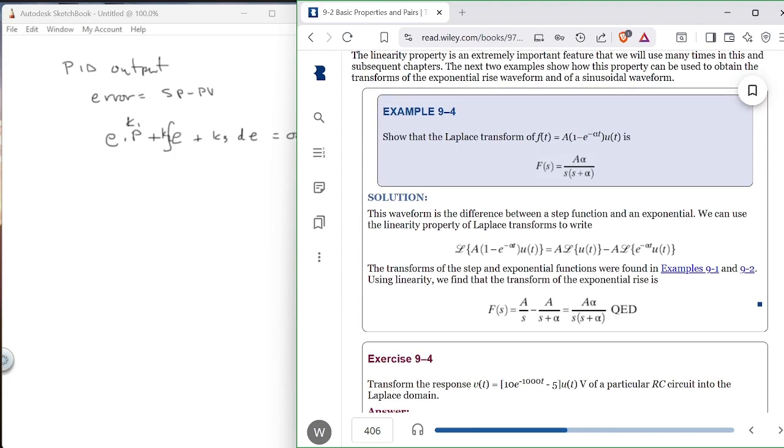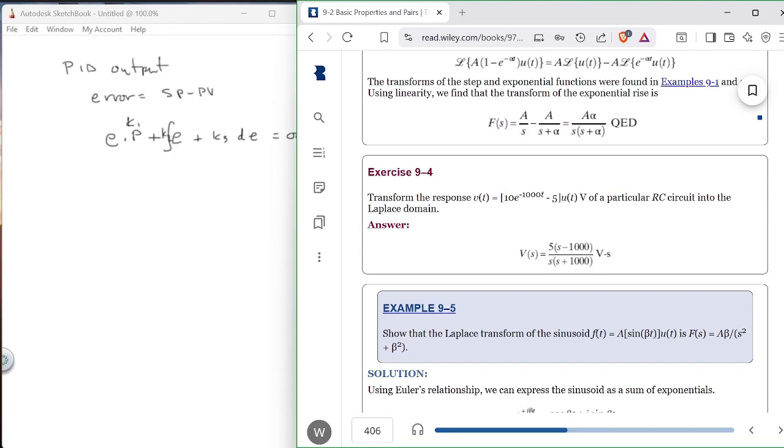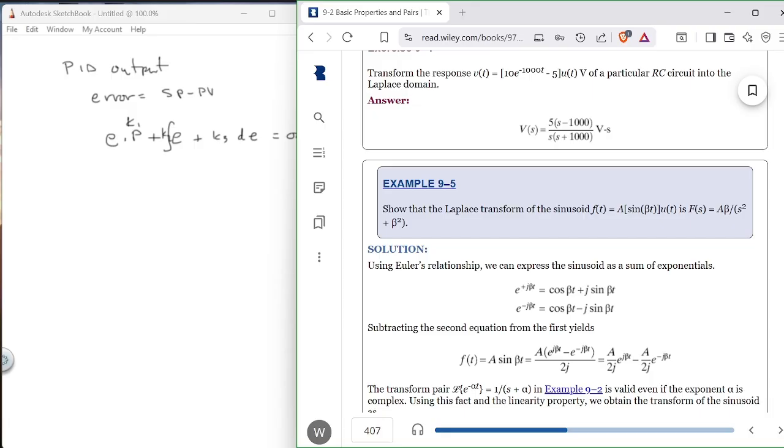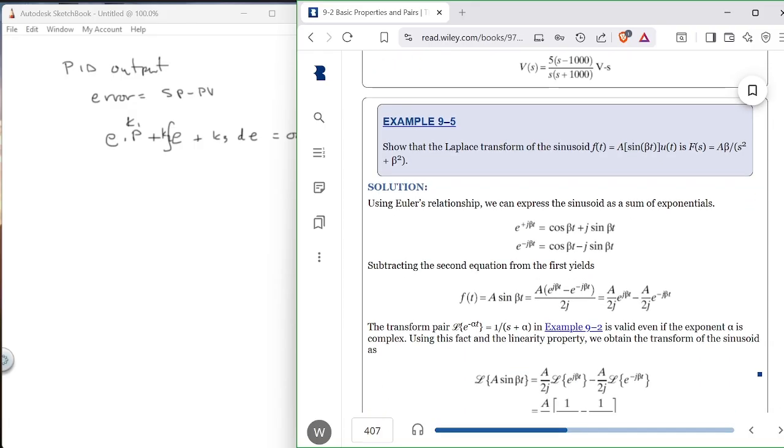Now, separation of variables is important. And I'm going to show you in a minute what he's talking about here with separation of variables. And also this thing right here, Euler's relationship. Honestly, I looked at this when I was an undergraduate, and I said, how on earth can that possibly be? The definition of e to the jβt is equal to cosine βt plus j sine βt.